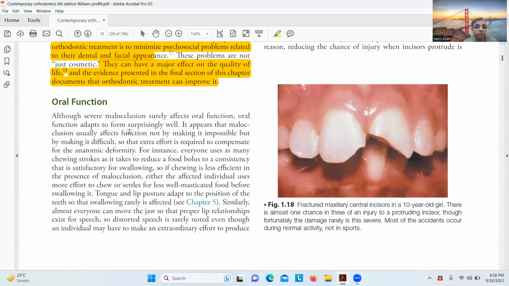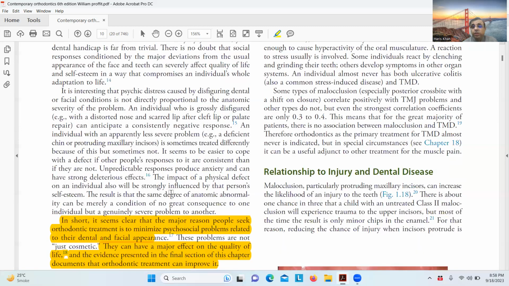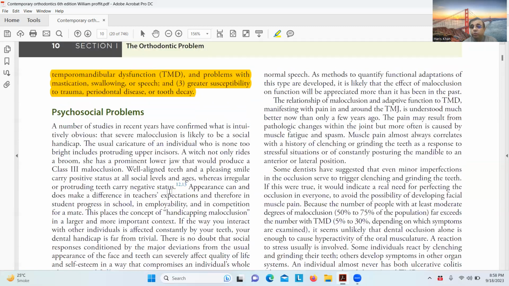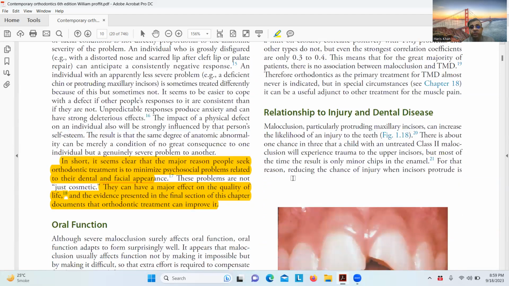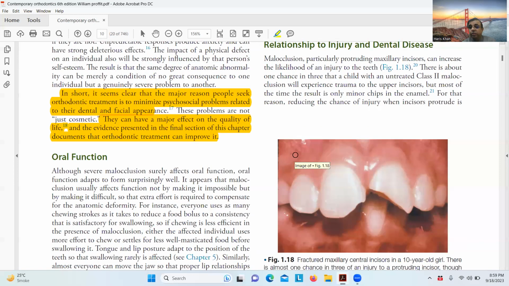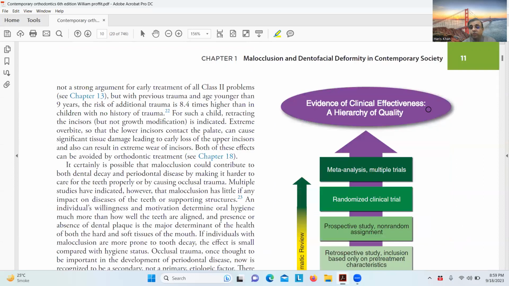It appears that malocclusion usually affects function, not by making it impossible, but by making it difficult. For instance, chewing strokes. There are not a lot of important things here. You can make a one or two line summary, because there's nothing important that we should memorize the whole paragraph. Injury: increased overjet increases the incidence of trauma, especially in class two. You can make a summary for this, right?